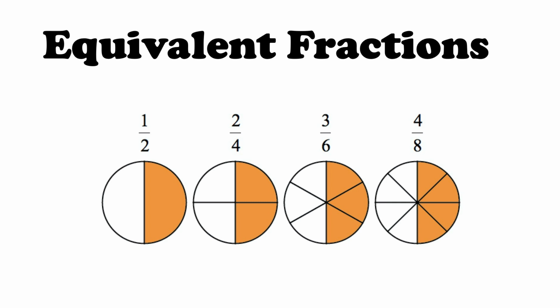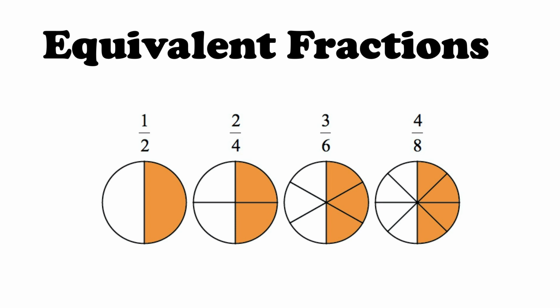In the first circle, one out of the 2 parts is shaded and we express it as 1/2. In the second circle, 2 out of the 4 parts are shaded and it is expressed as 2/4. In the third circle, 3 out of the 6 parts are shaded and it is expressed as 3/6. In the fourth circle, 4 out of the 8 parts are shaded and it is expressed as 4/8.